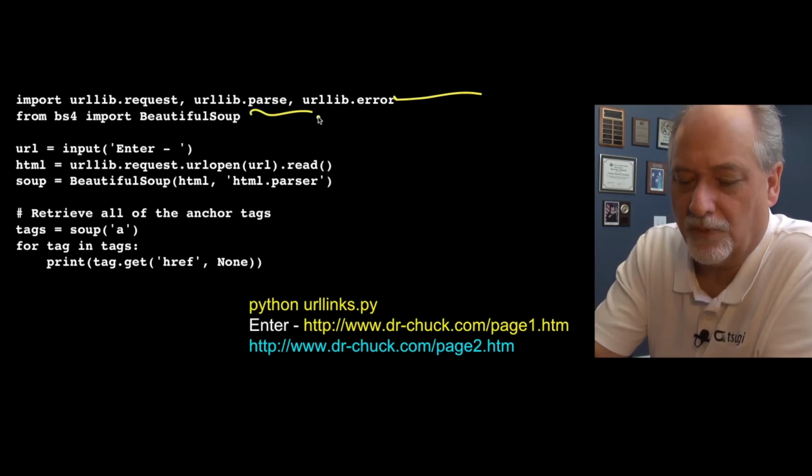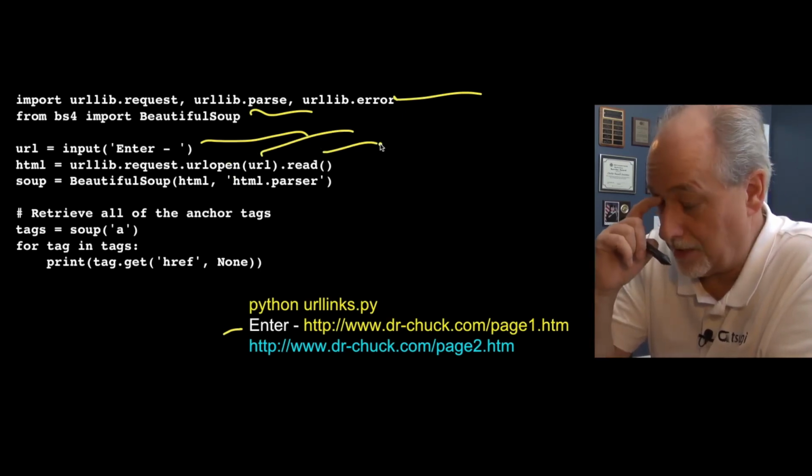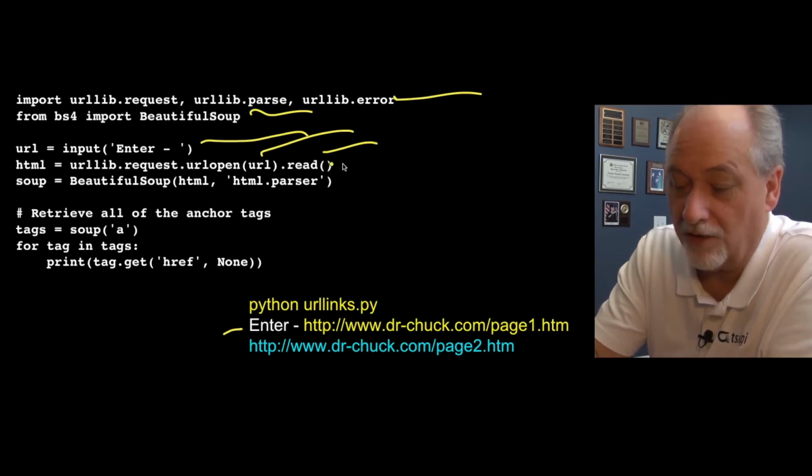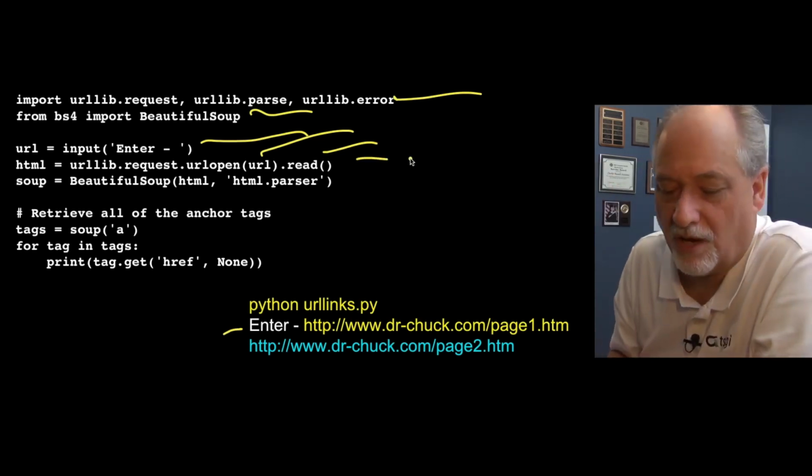We're going to import Beautiful Soup. We're going to ask for a URL right here. We're going to take that URL and open it with urlopen. We give it the URL and read the whole thing. That means we're not writing a loop. We've read the whole thing. That's okay as long as you know that the file's not so large.